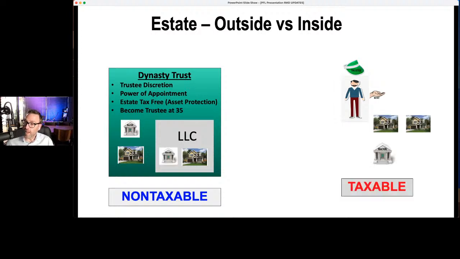Whereas if you accumulate assets in your name, if you pulled money from the trust and used that to buy assets and invest in different things, all of those are subject to the estate tax when you pass away, and they're also at risk if there was a creditor.